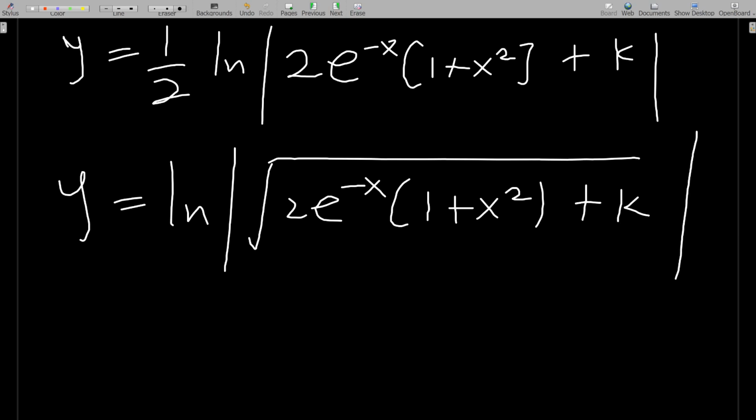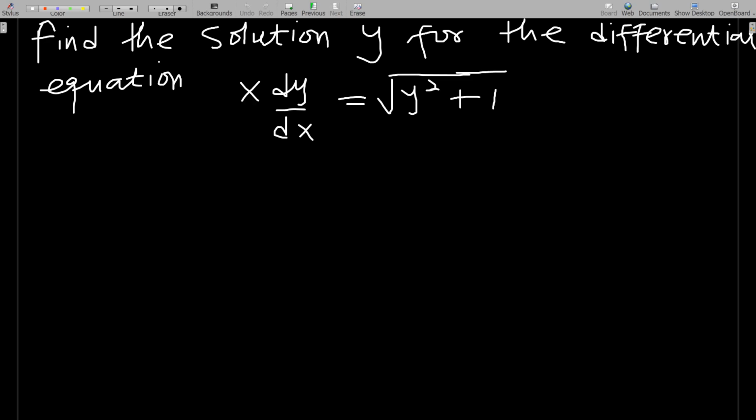I hope you get this. So this is very simple, right? Now let's take the last question, and then I'll give you some trials to go and work on. The last question says we should find a solution y for the differential equation with some conditions: y equals 0 at x equals 2. So when x equals 2, I have y equals 0.